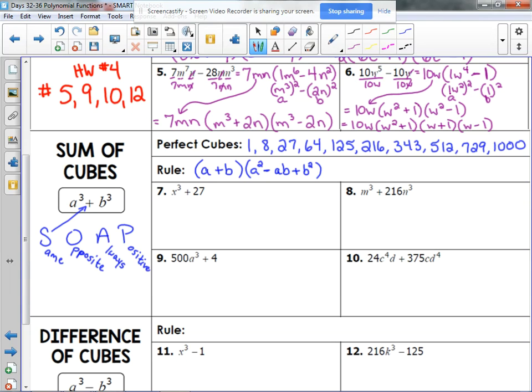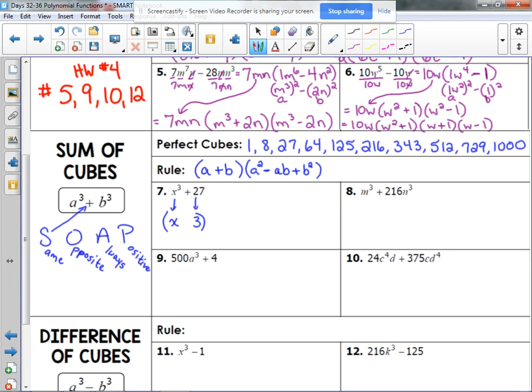Here's the deal with the sum and difference of cubes. It's always a pattern. It always follows the same pattern. There's really, honestly, not a whole lot of thinking that you have to do. So let's look at number 7. We've got x cubed plus 27. So we cube x to get x cubed. We cube 3 to get 27. So that's where those two numbers come from.